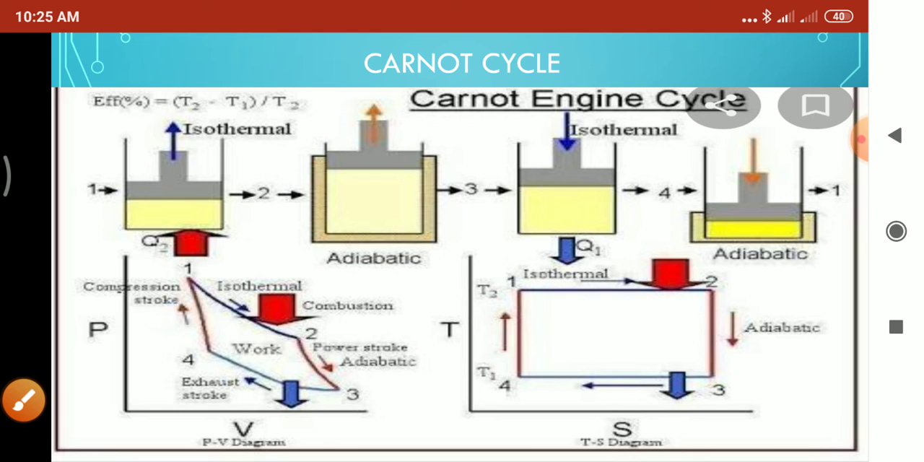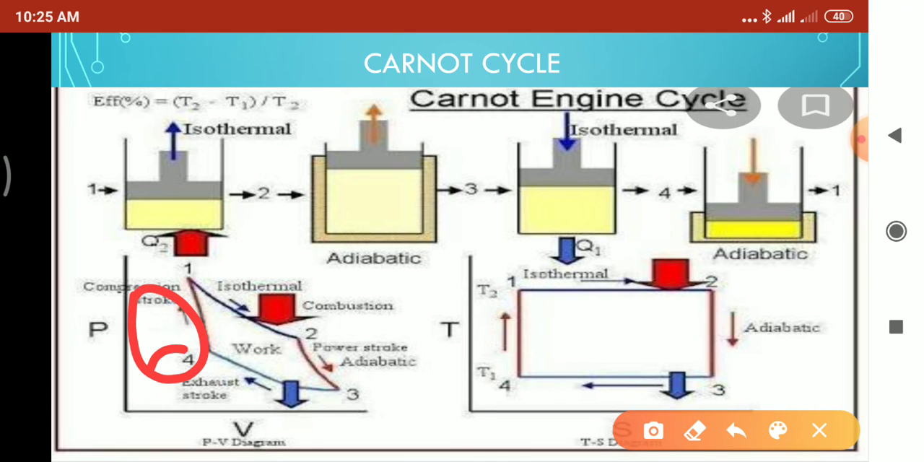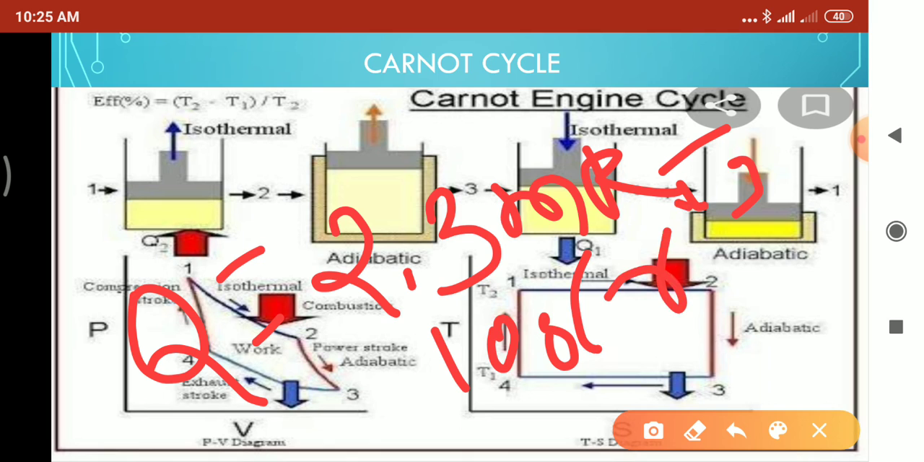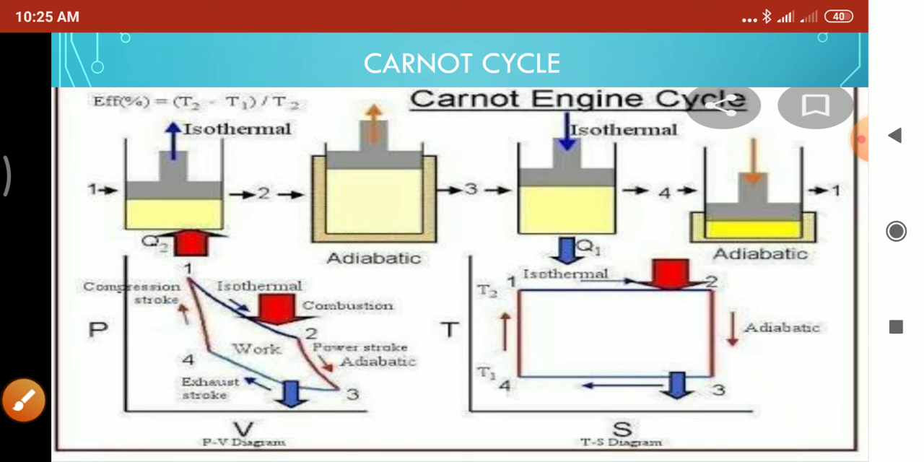And in process 2, there is no heat supply, and again in the third stage there is heat rejected, that is I can write Q equal to 2.3 mRT3 log of r. Again here r equals compression ratio. This is the one regarding the Carnot cycle. Thank you for watching this video.